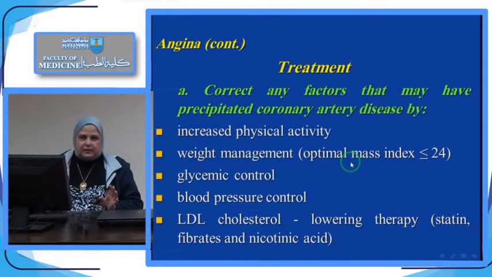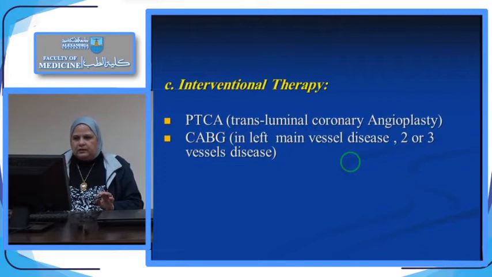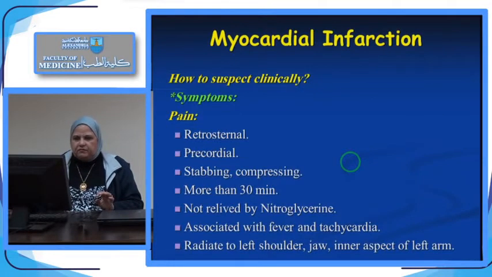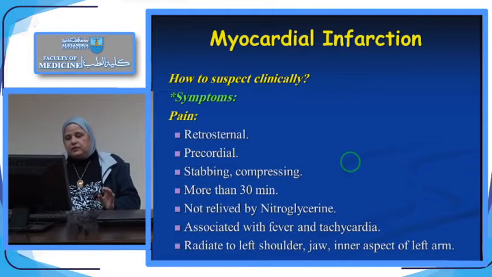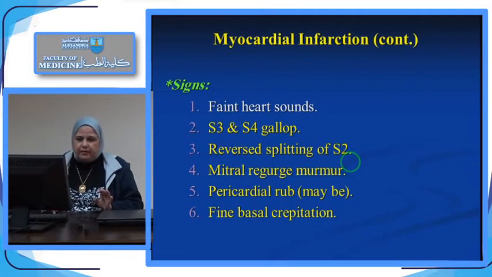Treatment is the correction of underlying risk factors plus nitrate and beta blockers. Interventional therapy in cases of multivessel disease is by CABG operations. The symptoms of MI mimic the symptoms of angina, but are severe, persistent, and not relieved by a coronary dilator like nitroglycerin. Retrosternal, pericardial, stabbing, compressing pain for more than 30 minutes, not relieved by nitroglycerin, associated with fever, tachycardia, apprehension, and so on, radiating to the left shoulder and jaw and the left arm.